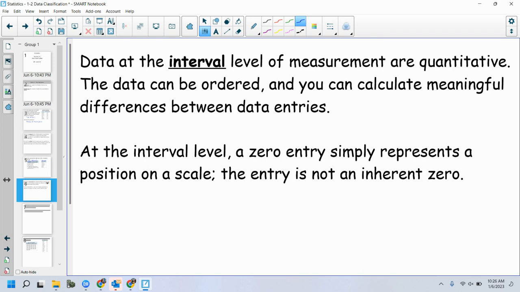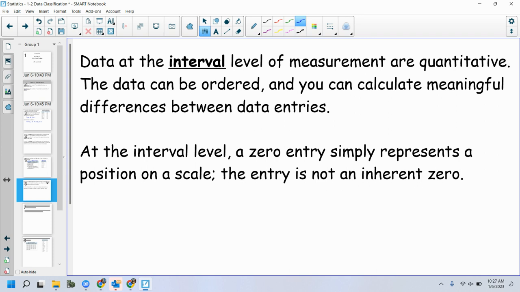At the interval level, a zero entry simply represents a position on a scale. I think temperature is the best example for this, because zero is not necessarily zero of something on temperature, right? It's 0 degrees, but can I go below zero? Yeah, it's just a scale. It's just representing temperature. It's not representing that there is zero of that thing. Zero is just an entry. It's not an inherent zero, it's just a location on that scale, right?